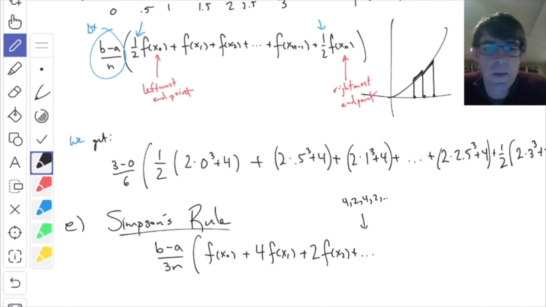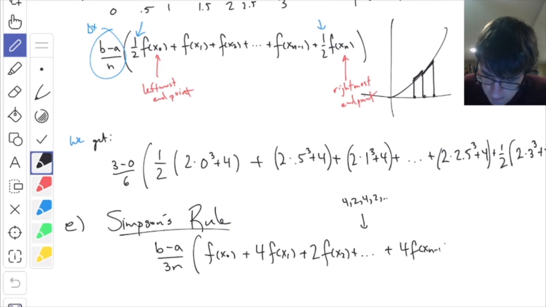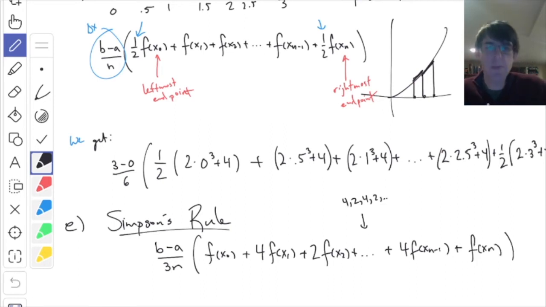All right? This is how Simpson's Rule works. You have no coefficient on the first one. Then the coefficients alternate, 4s, then 2s. Then the second to last one is always a 4. And then the very last one has no coefficient. This is strange, but this is the formula for Simpson's Rule.